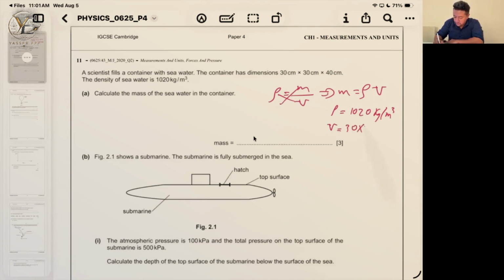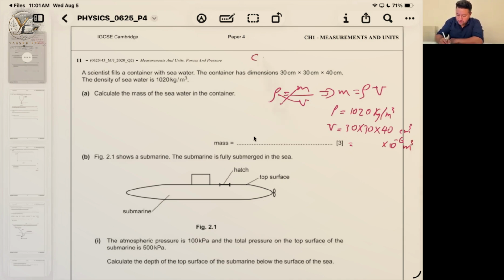So 30 times 30 times 40 will be in cubic centimeters. The volume here, you can leave it, it doesn't matter, but the mass will not be in kilograms this way, so it is better to change it into cubic meters. So I'm going to multiply the result, whatever the result, by 10 to the power of negative 6 in order to be in cubic meters.